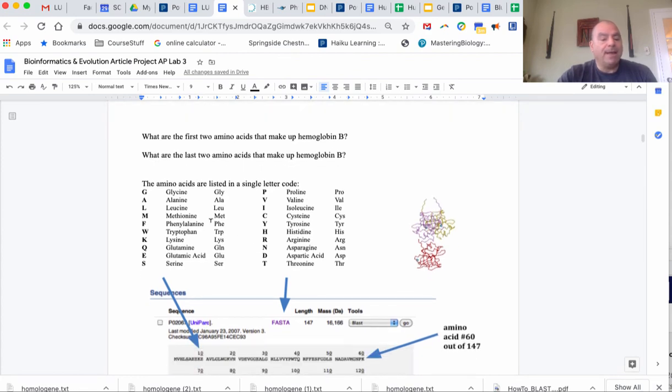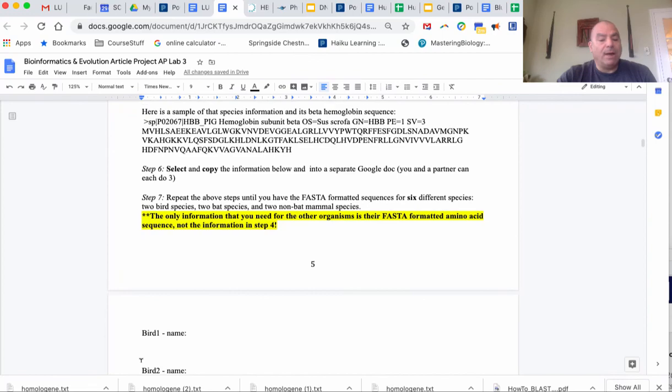So here's a table that tells you what L stands for: leucine. They could have figured that out. What about W? That's tryptophan. So it asks you some questions about that.